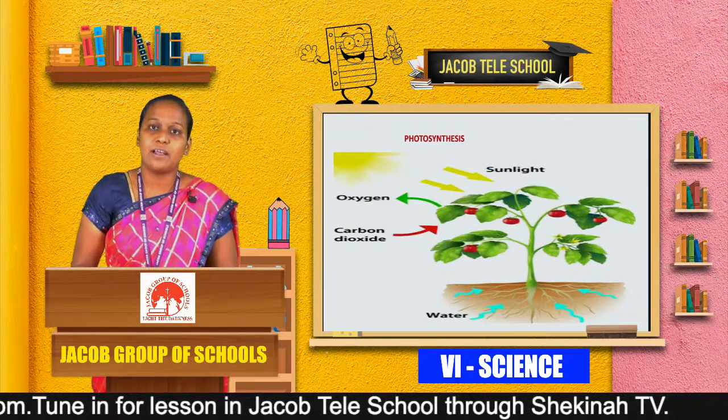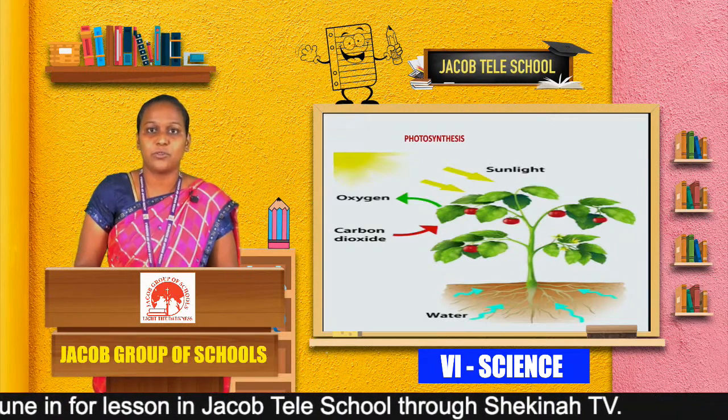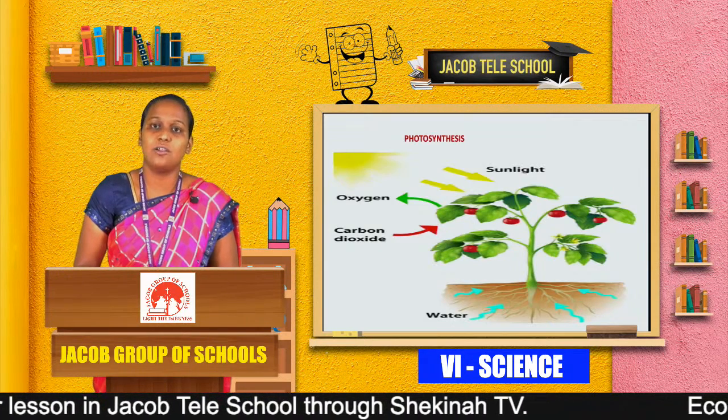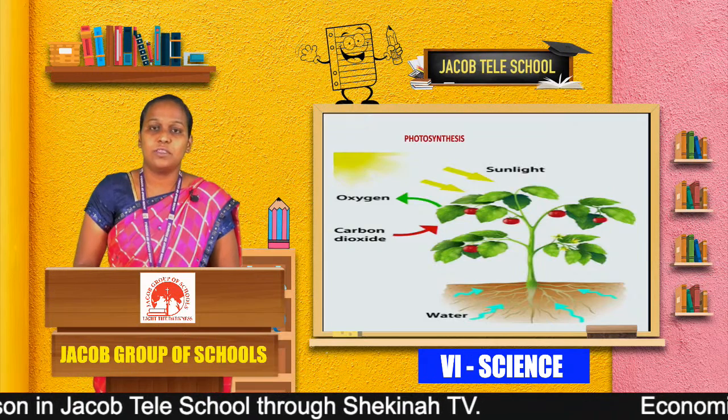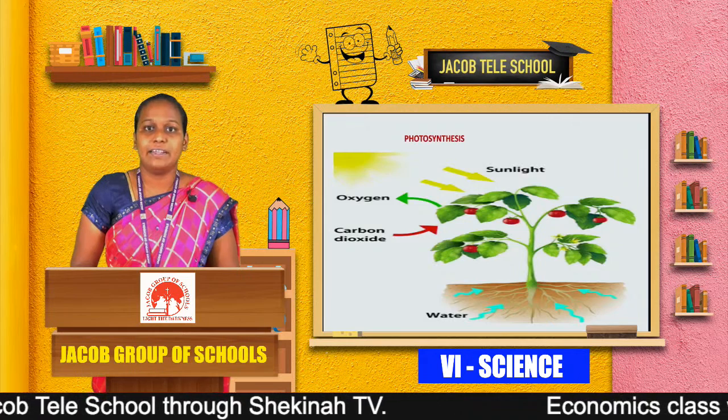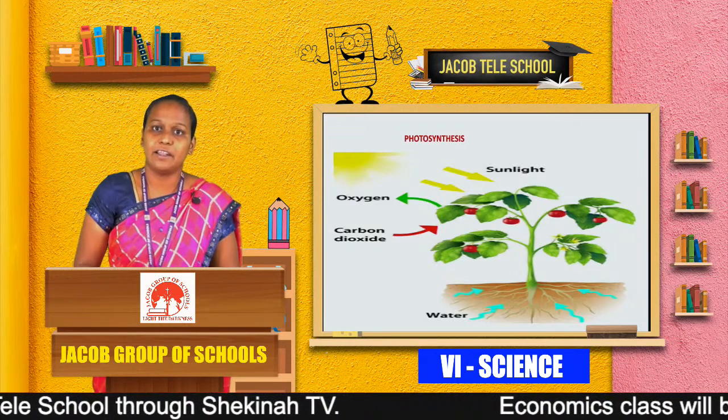All leaves of plants are green in color. The reason is that the pigment chlorophyll is present in the leaves, and that is why the leaves look green in color. So this chloroplast cell organelle will absorb the light energy from the sun. It absorbs light energy from the sun.